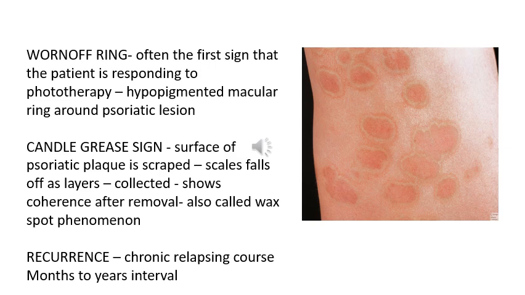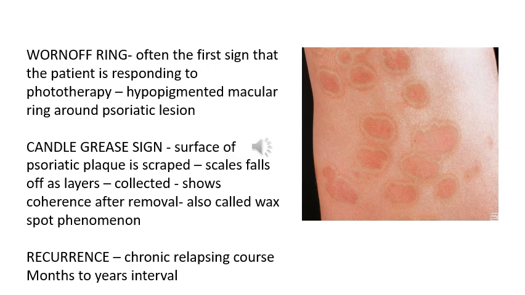Another one is the candle grease sign, which is a confirmatory sign of psoriatic scales or psoriatic lesions. When the surface of the psoriatic plaque is scraped with a scalpel, the scales will fall off. Usually the scales fall off as layers, and we have to collect these layers, and you can see that on collection it shows coherence, or it sticks together, or is sticky in nature. It sticks together just like wax when we are scraping wax. It's also called the wax spot phenomenon.